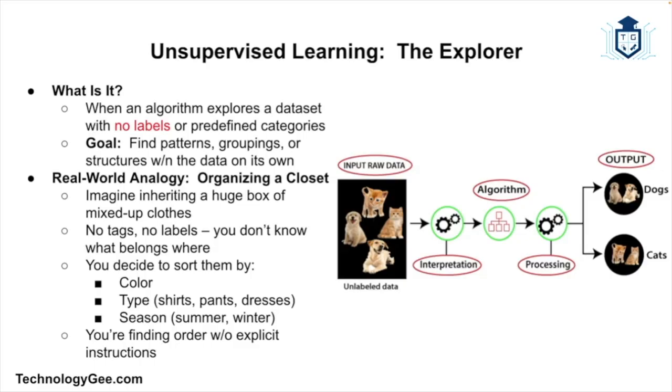And here's a real world analogy to help you comprehend this. So imagine that you inherit a giant box of clothing. There are no labels, no categories. You don't know what belongs where. So what do you do? Well, you might sort the clothing by color, by type, and by season. And basically, that's unsupervised learning in a nutshell. You're finding structure and patterns without being told what's right.